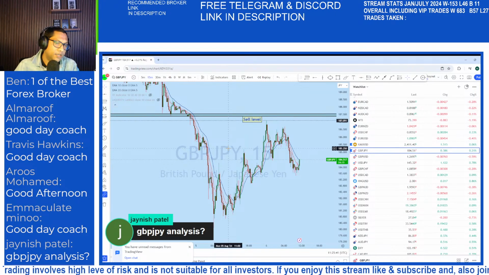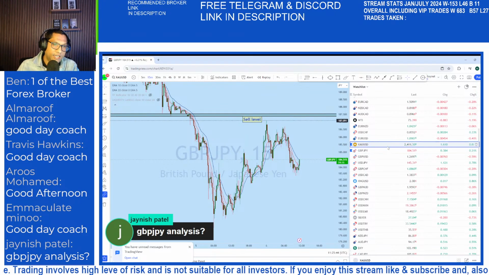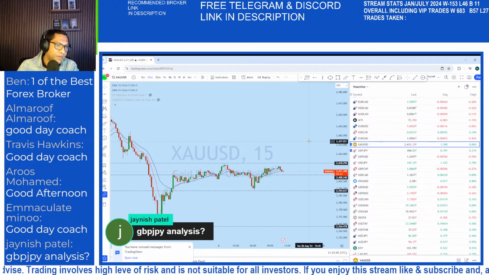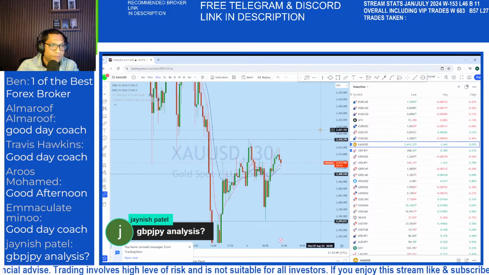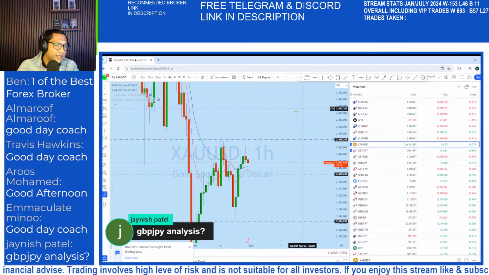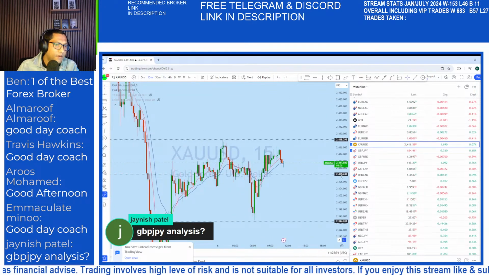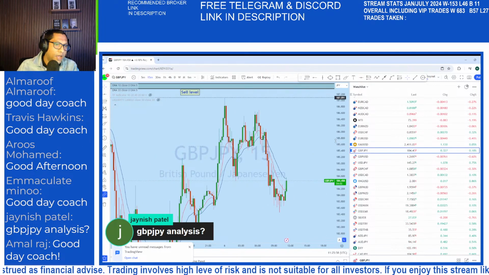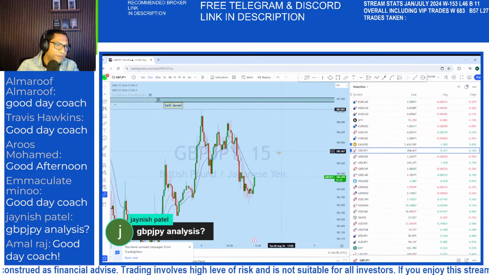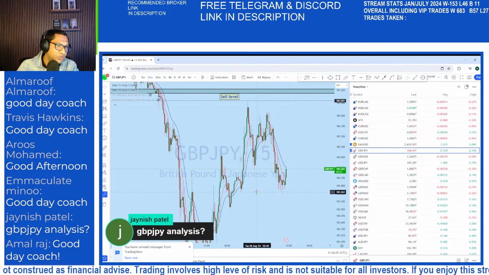Yes, this is what we are looking at on GJ, and you can also see some movement on gold, but the gold market looks a little bit sideways. We would like to see how GBP/JPY is doing.